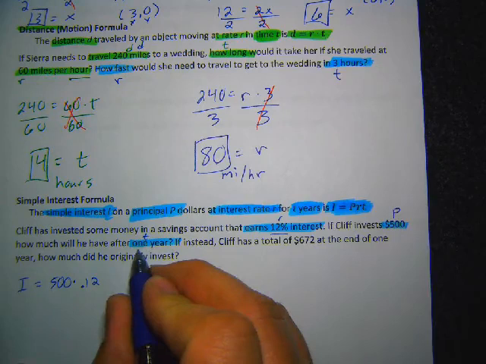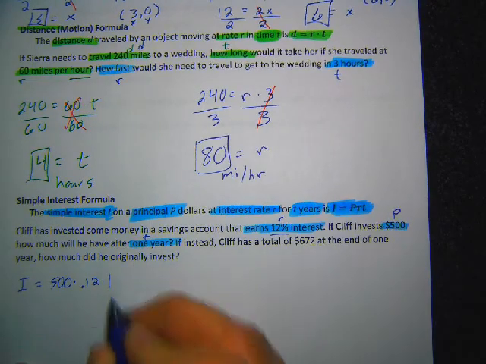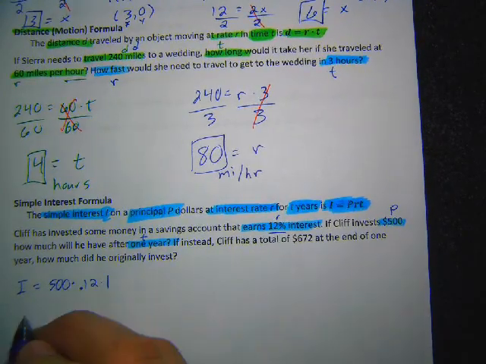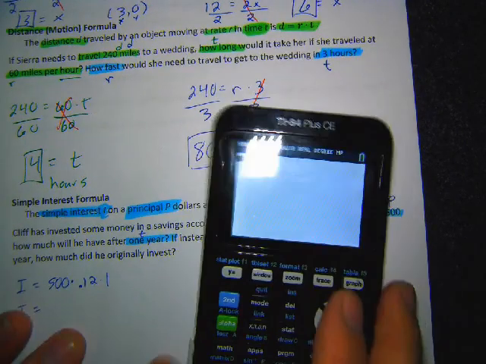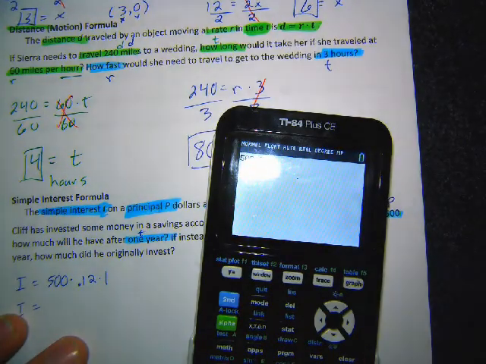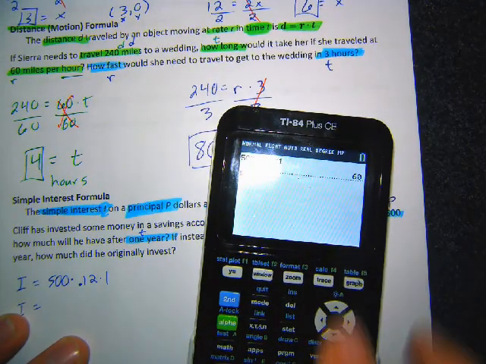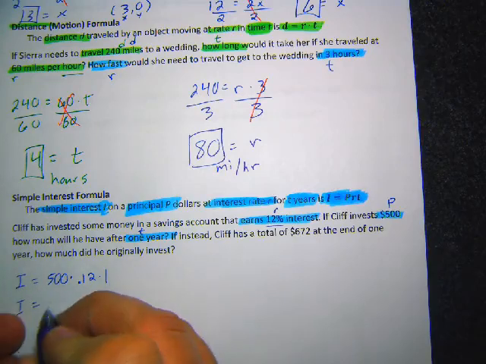And in this case, since it's only for 1 year, it's going to be times 1 for the years. So that'll give us our interest. So our interest is going to be 500 times 0.12 times 1. And so he gets $60 worth of interest after a year.